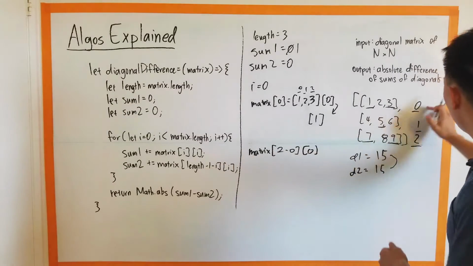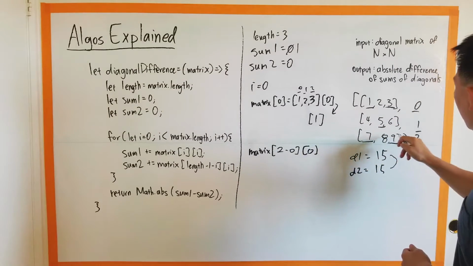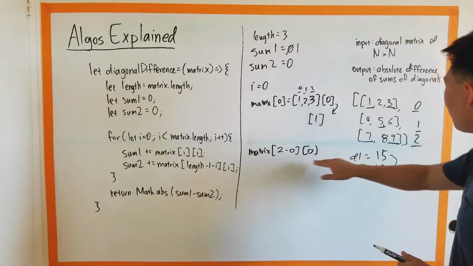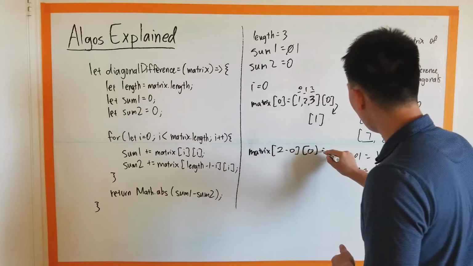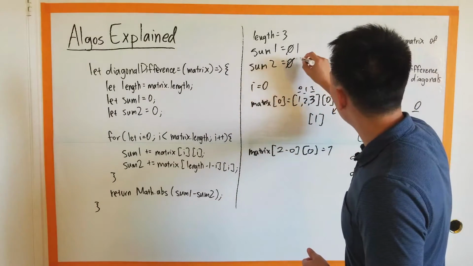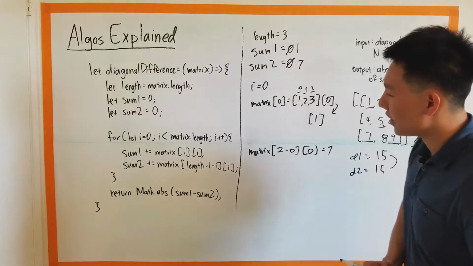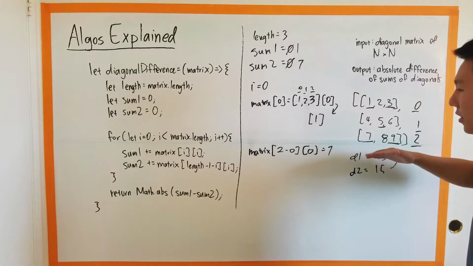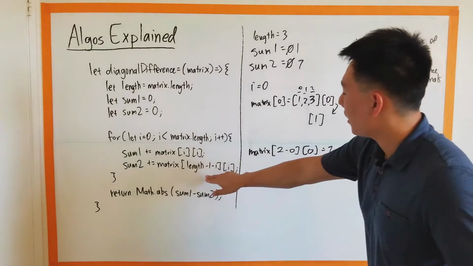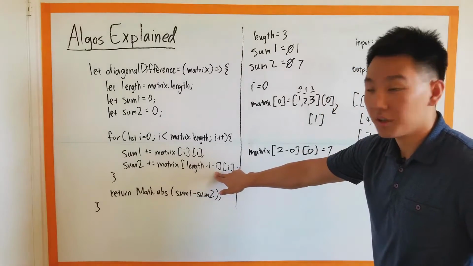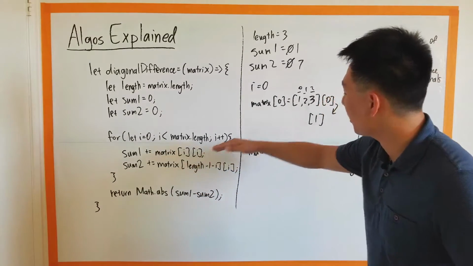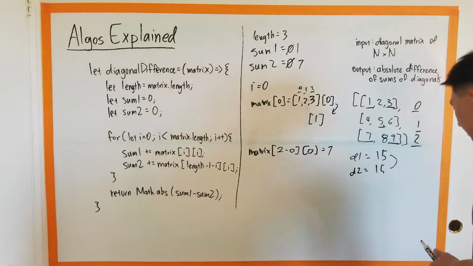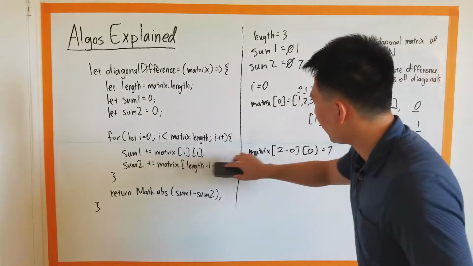What is matrix of 2? Matrix of 2 is this one right here, the 7, 8, and 9. And so now we're looking at the zeroth index of this one, and that would be 7. So sum 2 got plus-equaled 7. Hopefully you're not thrown off by what's going on here. We're using a for loop to iterate through the matrix, yet we're taking advantage of our variable length. As sum 1 moves down diagonally, sum 2 will move up diagonally. That's the last thing that happens in this for loop.